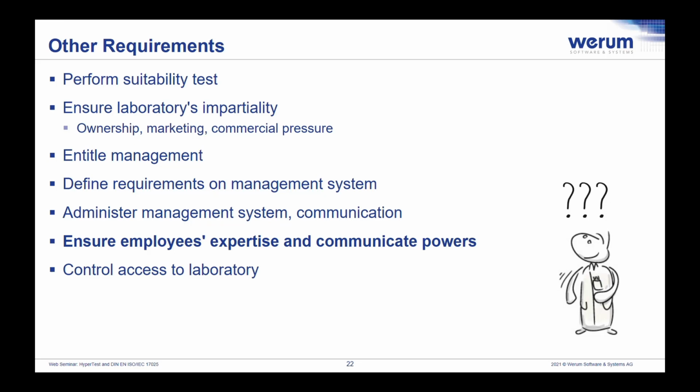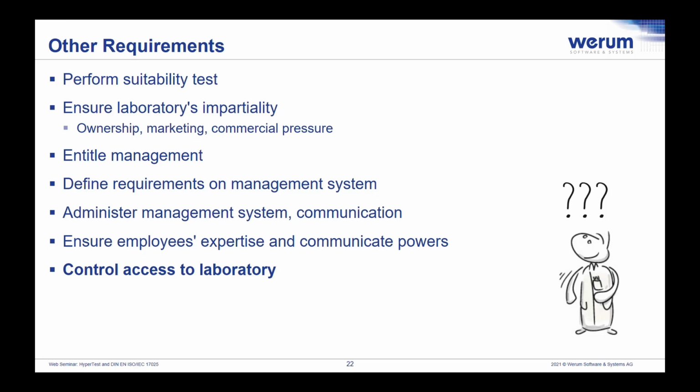HyperTest can manage the staff's competencies and ensures that only qualified employees can be assigned to certain tasks. Moreover, HyperTest can indicate in due time if a qualification needs to be renewed. Trainings and the granting of authorizations must be done in a different way. Access control neither is a regular task for HyperTest, but access rights can be managed in the roles and rights system of HyperTest. So the access control system can retrieve the approval from HyperTest.